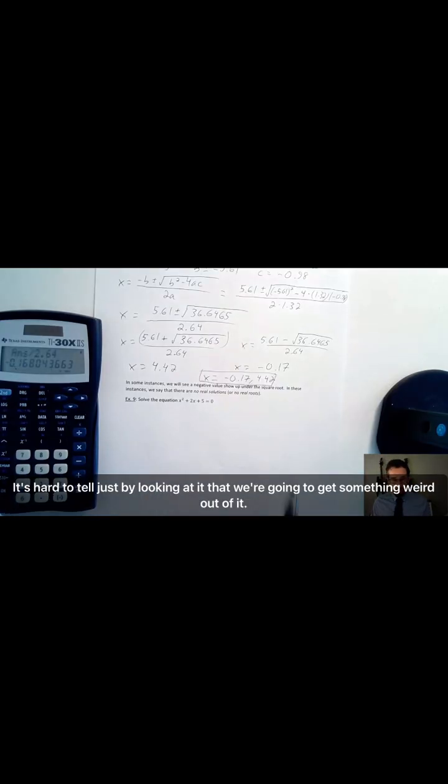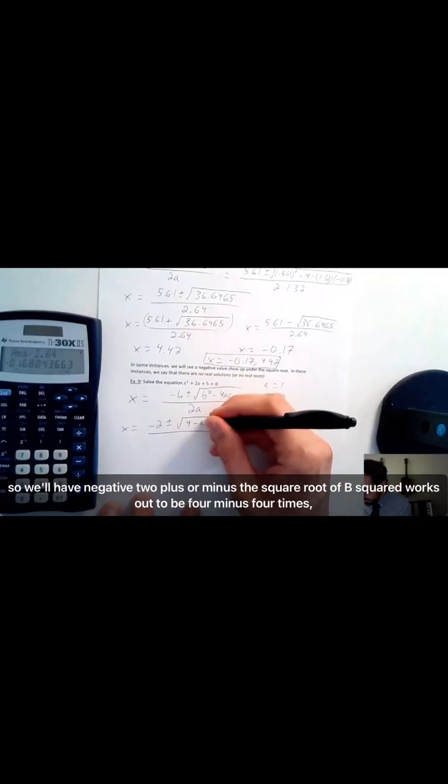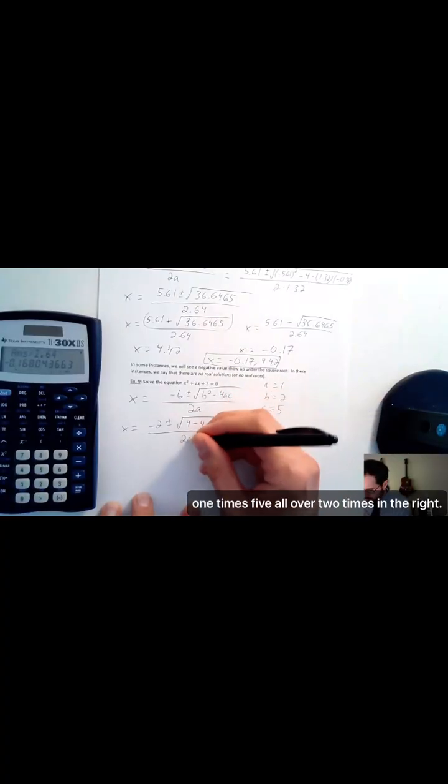Imagine we have this equation x squared plus 2x plus 5 equals 0. It's hard to tell just by looking at it that we're going to get something weird out of it, but let's see. Again, just to write down my quadratic formula one more time for good measure: negative b plus or minus the square root of b squared minus 4ac, all over 2a. Note that a is 1, b is 2, and c is 5 in this equation. So we'll have negative 2 plus or minus the square root of b squared, which works out to be 4, minus 4 times 1 times 5, all over 2 times 1.